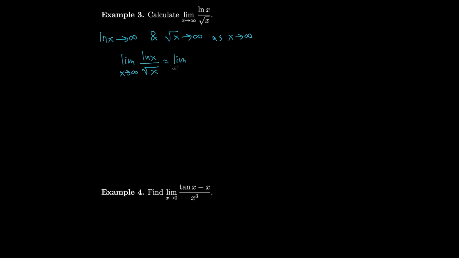Okay, so the derivative of ln x is 1 over x. The derivative of square root of x is 1 over 2 rad x, which is the same thing as half x to the minus 1/2. 1 over 2 rad x, same thing. So let's rewrite that.